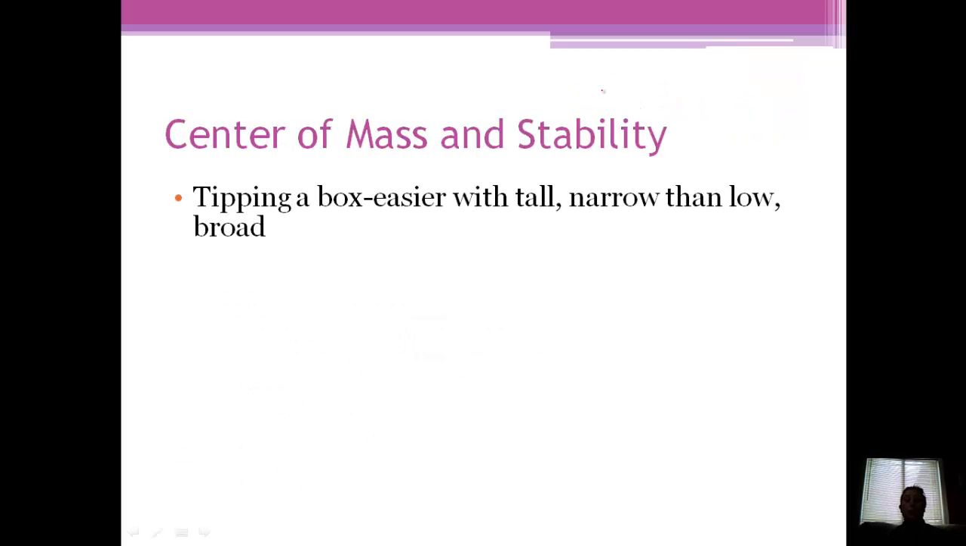Center of mass also affects your stability. If you think about tipping a box, it's easier to tip a box that's really tall and narrow than one that is low and broad. And that has to do with center of mass. It's also the reason that certain vehicles are more prone to tipping, like an SUV, or like a tall truck versus a small sedan.